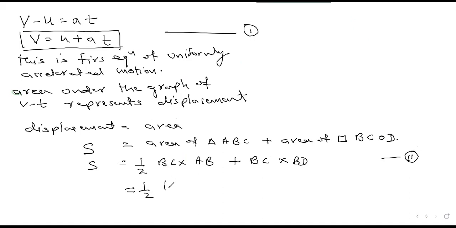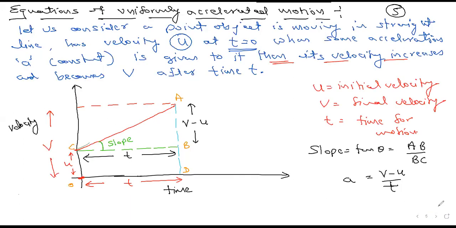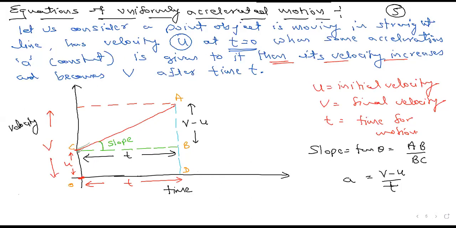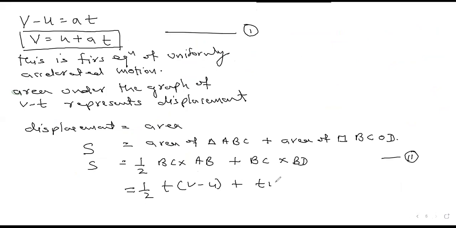1/2 BC is T, check it. BC is T. AB is V minus U, V minus U plus T. BD is here, BD is here. This is U. But you can see V minus U is 80. But V minus U is equal to 80. So S equal to UT plus 1/2 80 square.